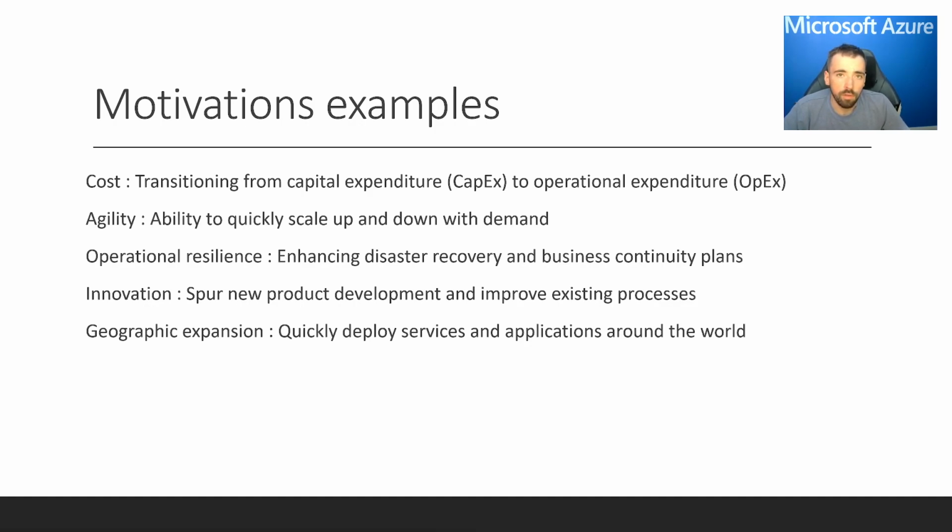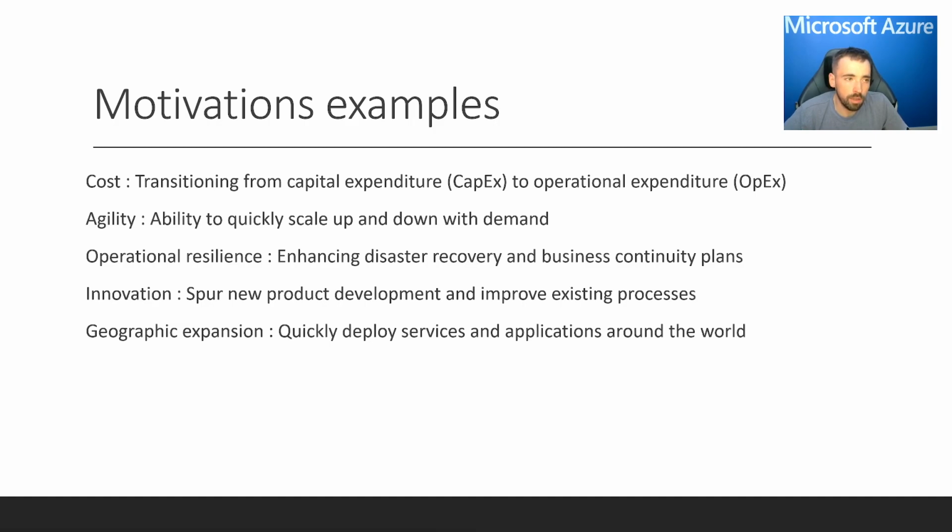As an example of business motivations, we've got transitioning from that capital expenditure model to an operational expenditure model, and the ability as well to turn on or turn off features as we require. If we've got an application, for example, that needs to scale up at certain times of the month or the year, because there's a lot of demand for the application at that time, this can be very cost effective on the cloud compared to on-premises.